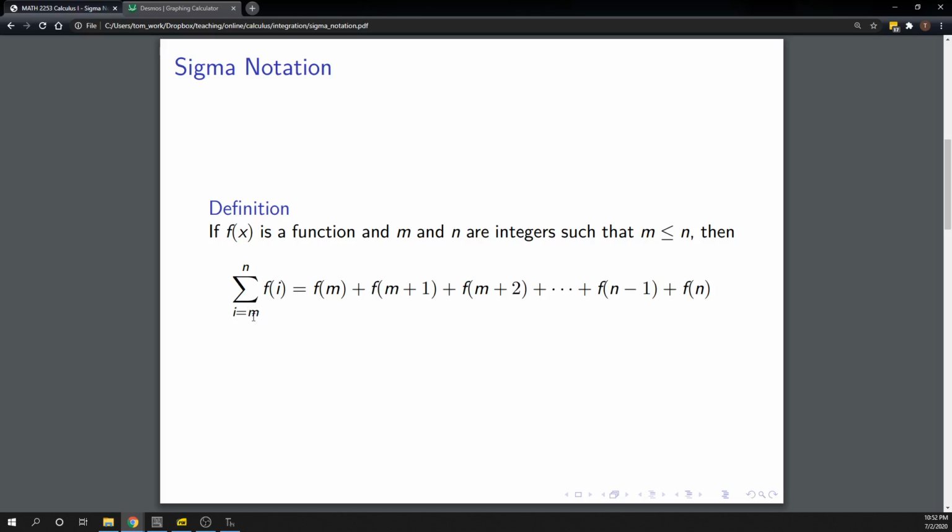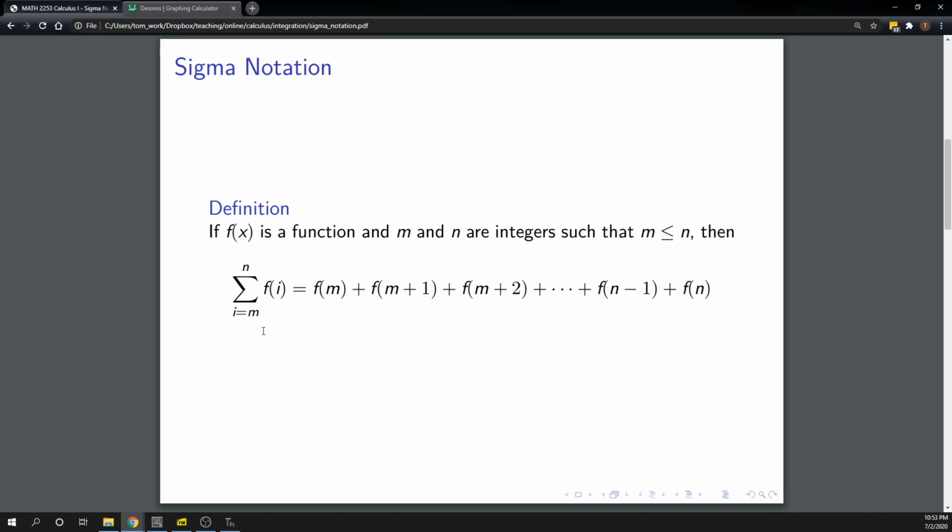How it would work is that you start at the starting number down here and plug that into the function for the index variable, and you'll get f of m, and then put a plus, and then increase the value of the index variable by 1. So it started at m. The next one up would be m plus 1. You would take m plus 1 and plug that in, and you would get f of m plus 1, and then put a plus.